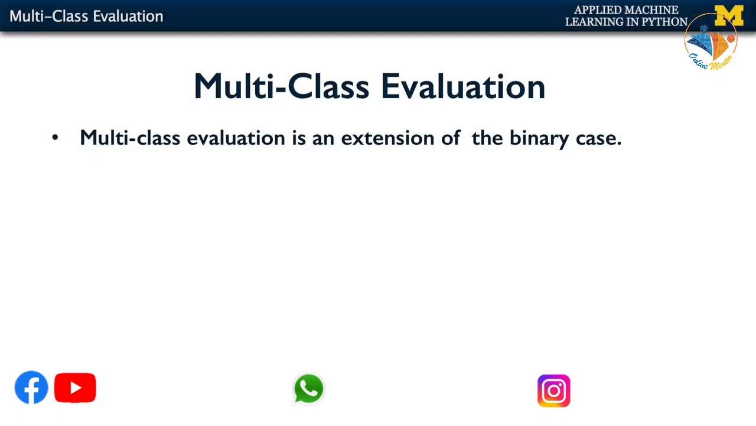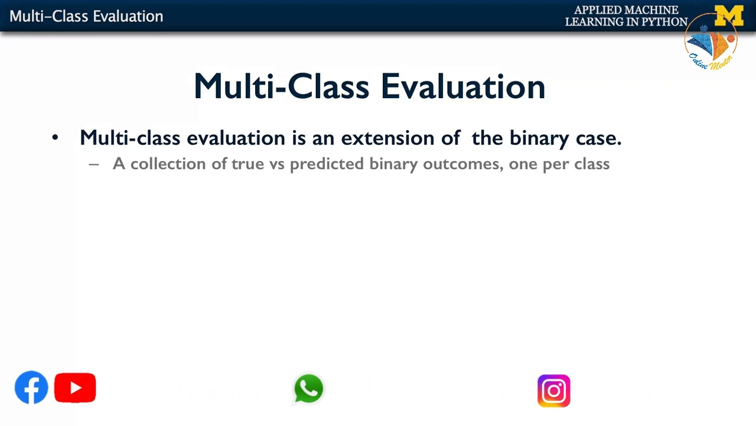Now that we've looked at evaluation of binary classifiers, let's take a look at how the more general case of multi-class classification is handled in evaluation. So, in many respects, multi-class evaluation is a straightforward extension of the methods we use in binary evaluation. Instead of two classes, we have multiple classes, so the results for a multi-class evaluation amount to a collection of true versus predicted binary outcomes per class.